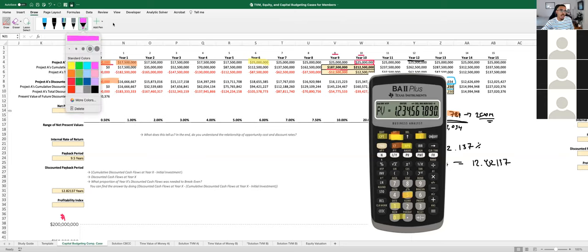I just want you to do arrow down. Once you're on NPV and it shows you I here, you're going to write down your I, which is 5%. You do enter, then arrow down is going to show you NPV right here. Then you press compute. Okay, no problem.